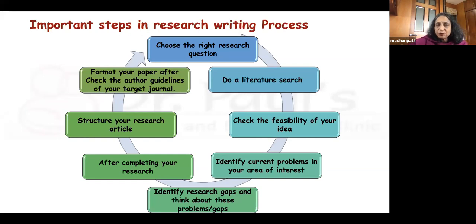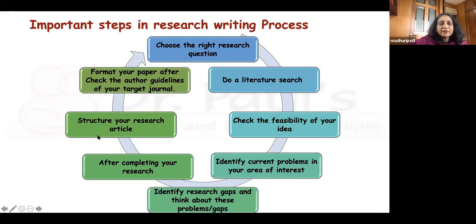And then we need to do a literature search. Then we need to check for the feasibility of whatever idea we have got. Then we need to identify the correct problem in your area of interest, identify the research gaps and think about the problem gaps that can happen when you're going to do this research.